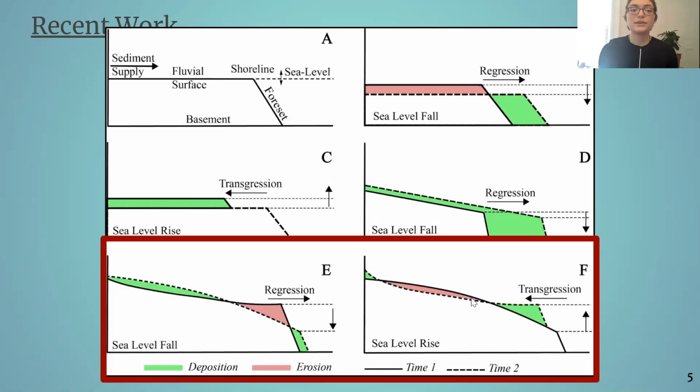And this changes the shape of the fluvial surface. You can see here that we've got a concave shape, right? So this dotted or dashed line represents time equals 2. So our second time, you can see our shape is concave. And then here our shape is convex.